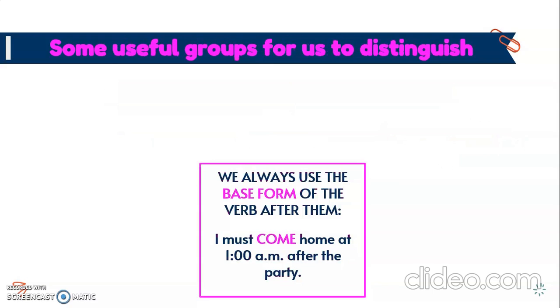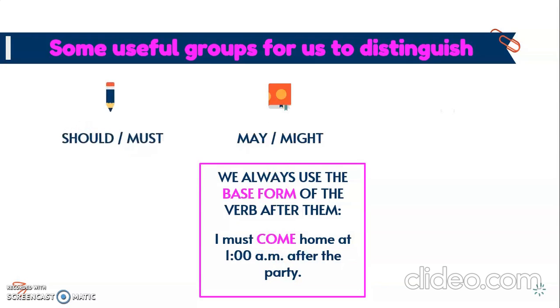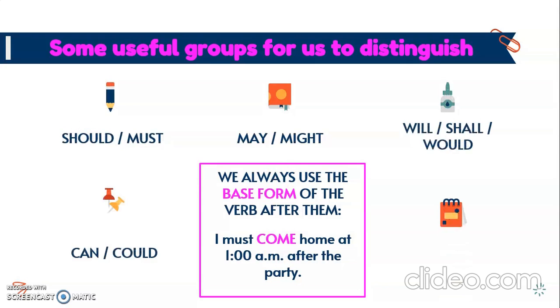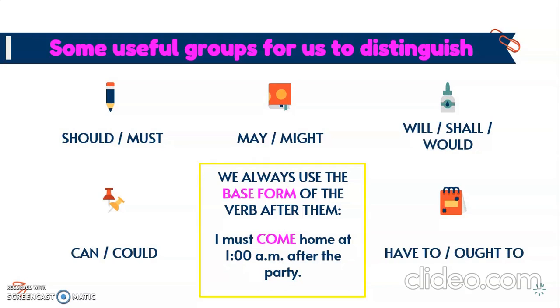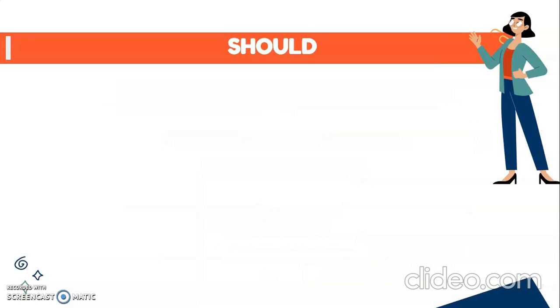Okay, now here are some groups that we're going to take a look at in this video. Should and must, may and might, will, shall and would, can and could, and finally the exceptions have to and ought to. Great. Now, first we're going to talk about should.